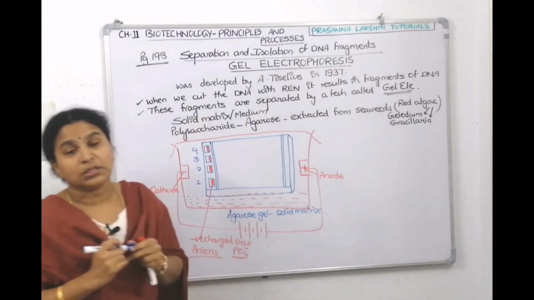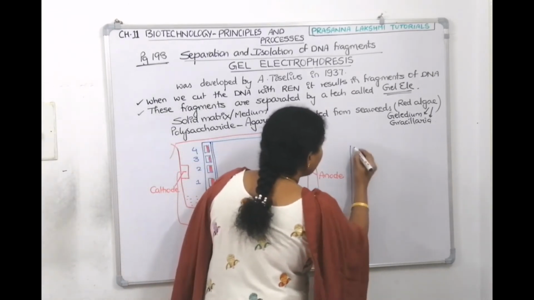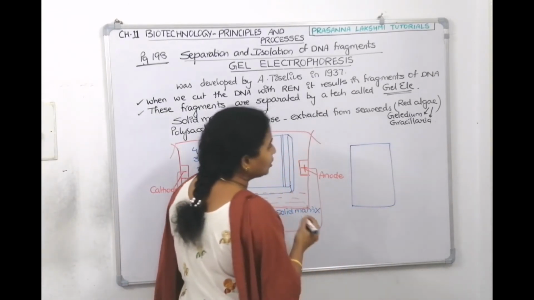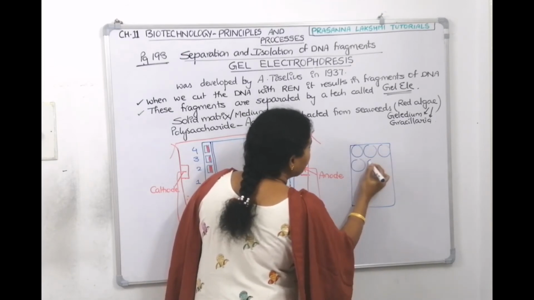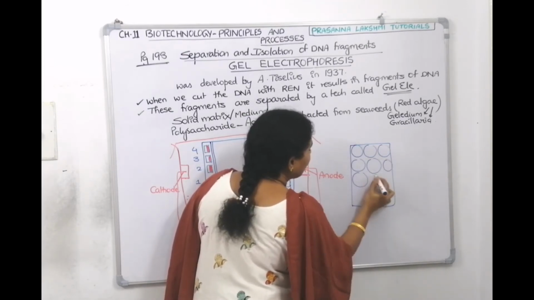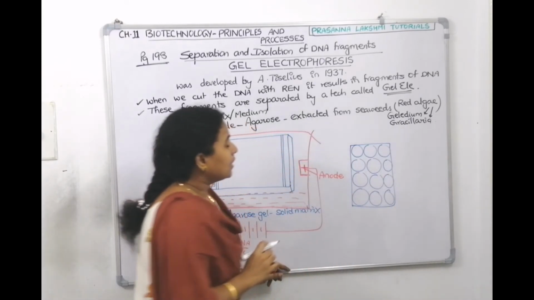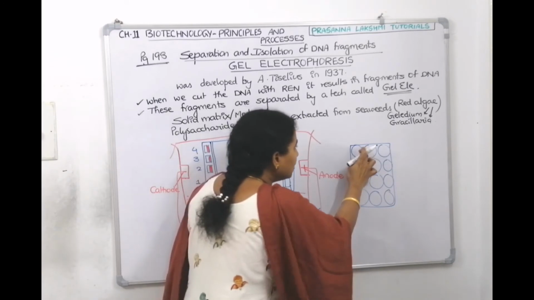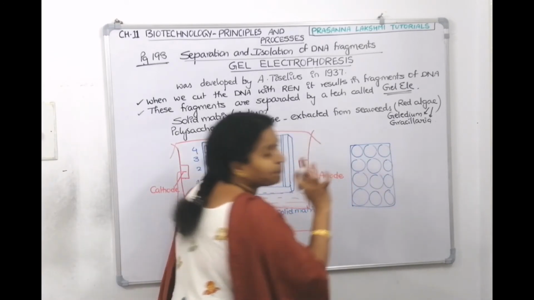Porosity. Pores. What is meant by pores? See, when we look at the cross section of the agar gel, agar beads will be there, right? These are the beads of the agar. They swell, they take the buffer solution and they swell and arrange like this. Now, can you see the porosity? These are the pores. Through the pores, DNA can neatly get separated out.